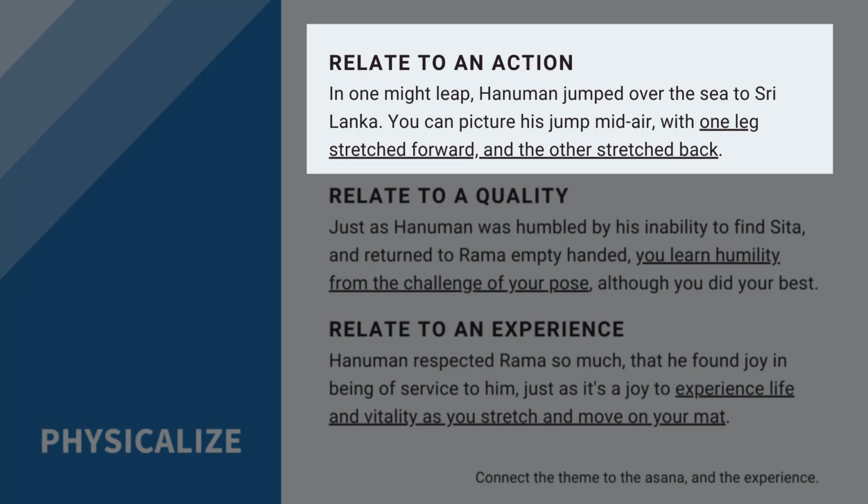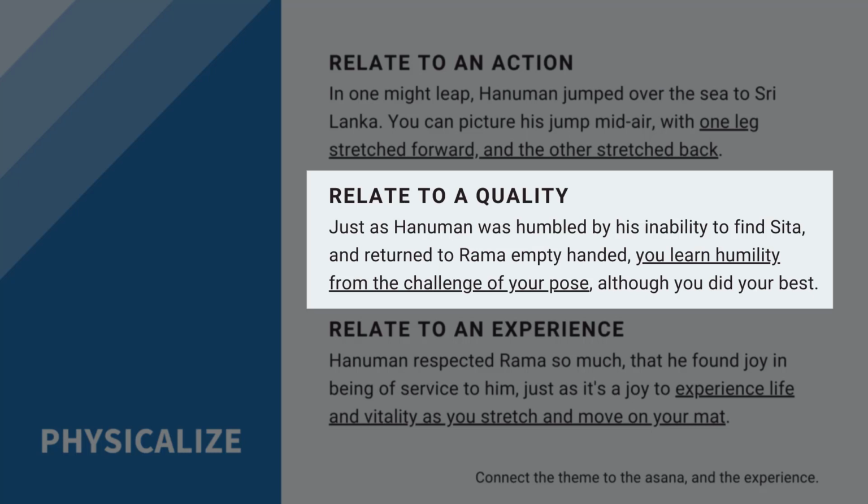So in one mighty leap, Hanuman jumped over the sea to Sri Lanka. Now you can picture his jump in midair. If you think about an Olympic athlete perhaps, getting ready for the long jump. They run towards the line, they step one foot right at the line, and then they stretch the other leg forward in a leap. One leg is stretched forward, the other leg is stretched back, and the arms are up in the air. You can see the resemblance of the pose Hanumanasana and the mighty leap. And so the story itself resembles the pose. It's physicalized. You can relate the pose to a quality.